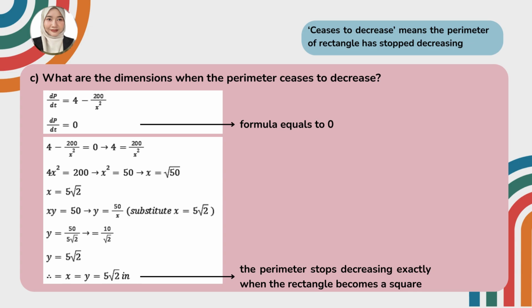To find y, just like the question given, xy equals 50, so y equals 50 over x. Just substitute the value of x into this equation, and we will get the same value for y, which is 5 root 2. So the dimensions for x and y are 5 root 2 inch, which means that the perimeter has stopped decreasing exactly when the rectangle becomes a square.